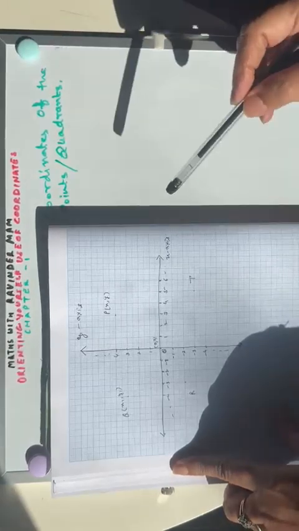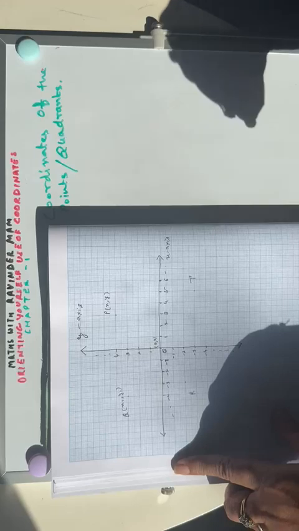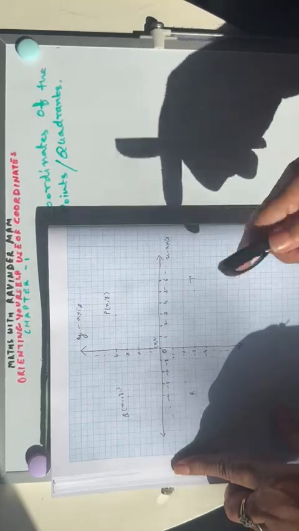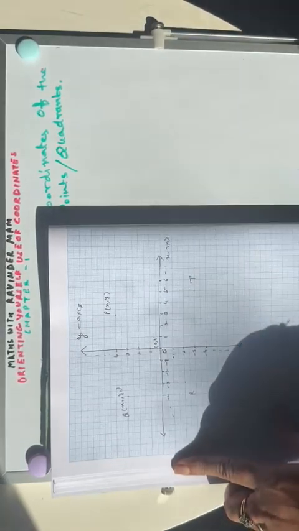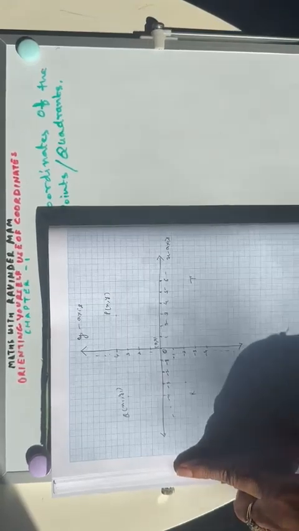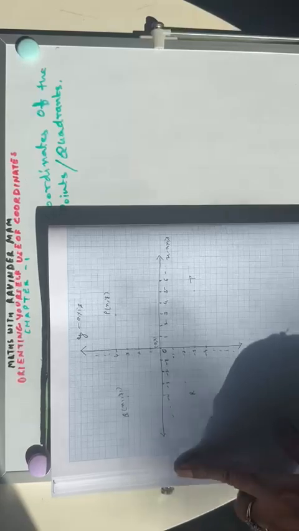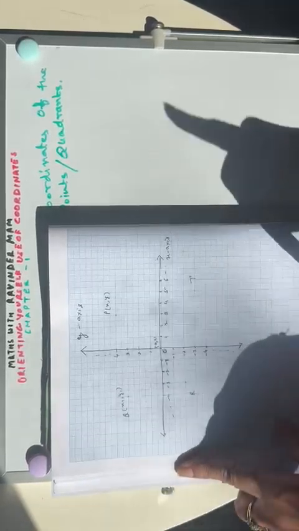We have done X is positive in the first, Y is positive in the first quadrant, and for the second quadrant we know X is negative, Y is positive. For the third quadrant X negative, Y negative, and for the fourth quadrant X positive, Y negative.